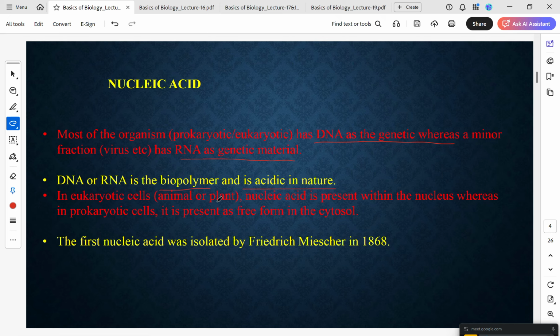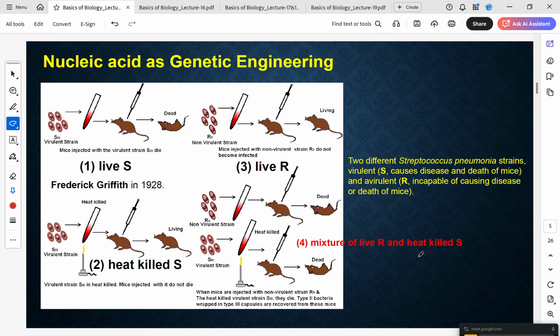In the eukaryotic cell, the nucleic acids, or the DNA specifically, is present within the nucleus. RNA might be present within the nucleus or outside in the cytosol, whereas in prokaryotic cells this is present in free form in the cytosol because they do not have a specific nuclear membrane. The first nucleic acid was isolated by Friedrich Miescher in 1868.